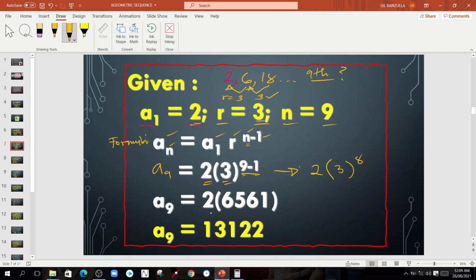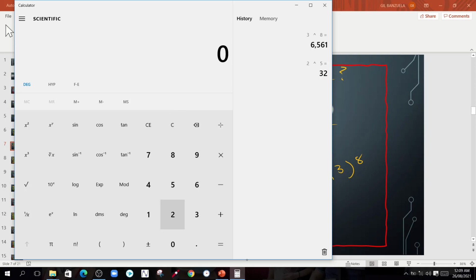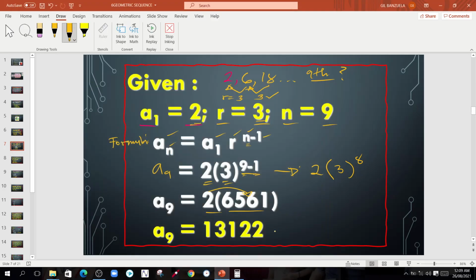Okay? Then let's simplify. So just double yung 6,561. So 2 times 6,561. So we will arrive at 13,122. So you can check your answer using calculator. So 2 times 6,561, that is equal to 13,122. Just like what we have here. Okay? So, that's it. So, medyo madali lang yung ating geometric sequence.